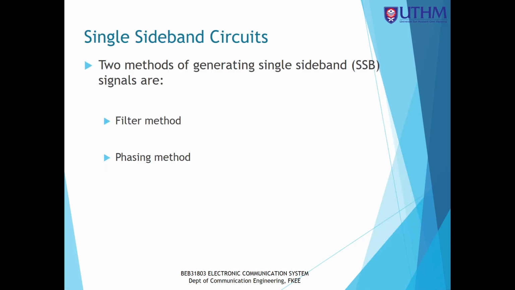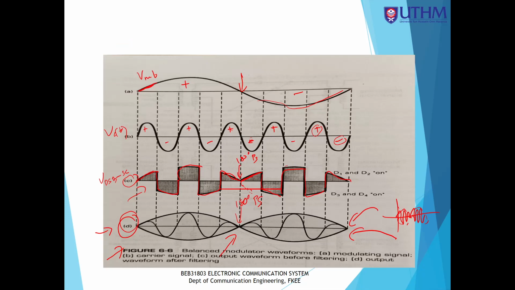And then, how to generate single sideband, SSB? Previously we have seen double sideband full carrier. Now we want to see how we can generate single sideband.